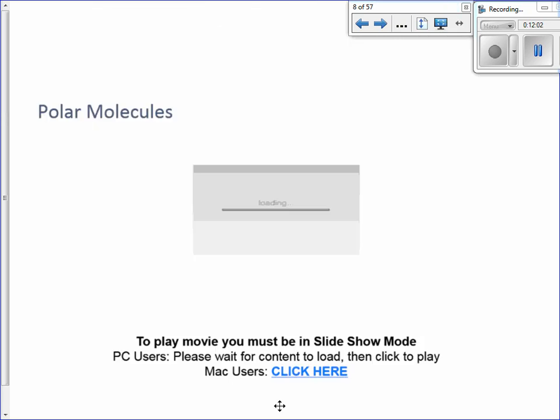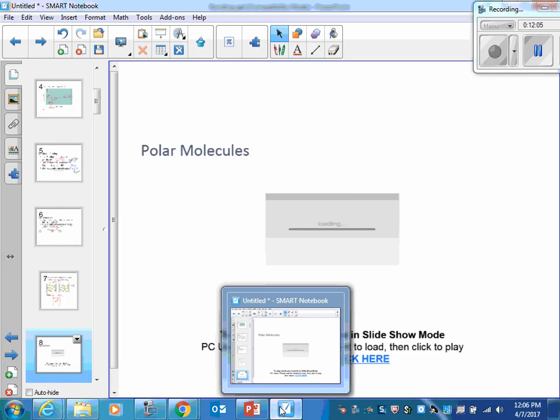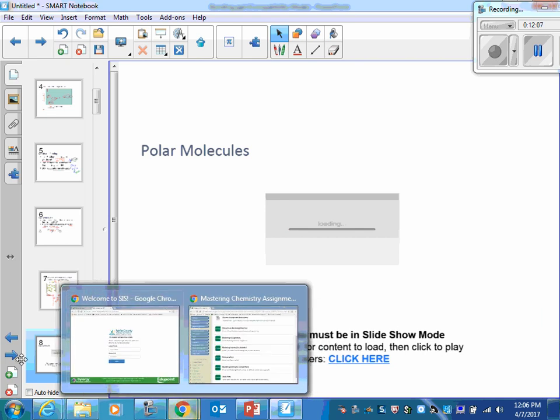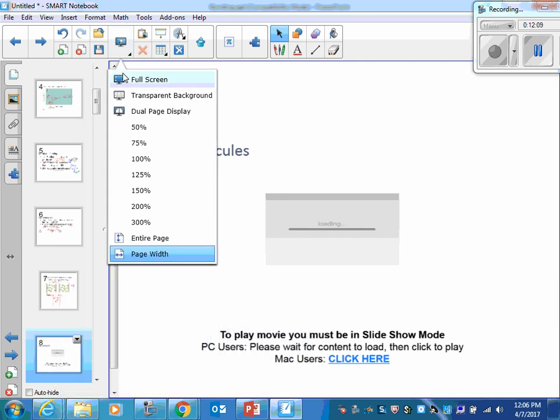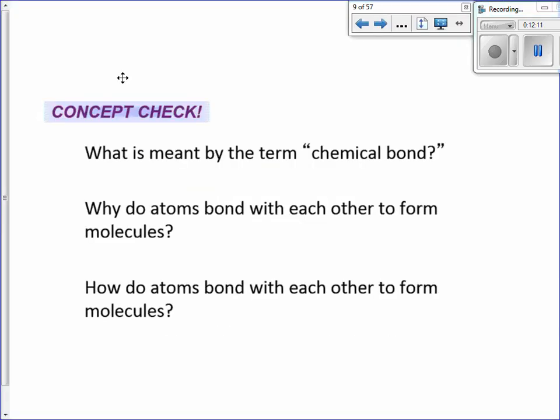Okay. Polar molecules. We don't need to see that because we've already covered it, so we can continue on. Here we go. Concept check. What is meant by the term chemical bond? Forces, yes. Forces that do what? They form forces that hold atoms together so they can act as a functional unit.